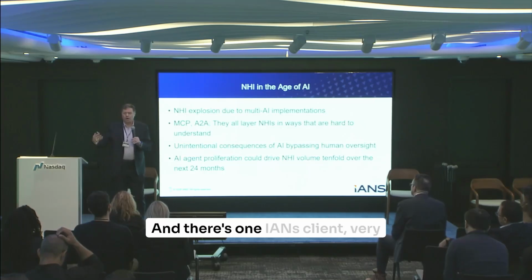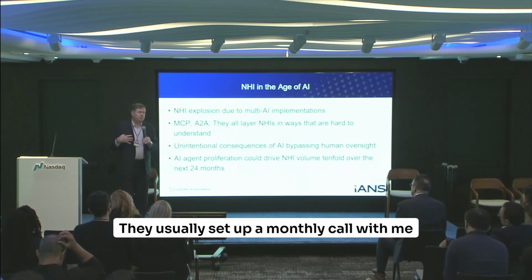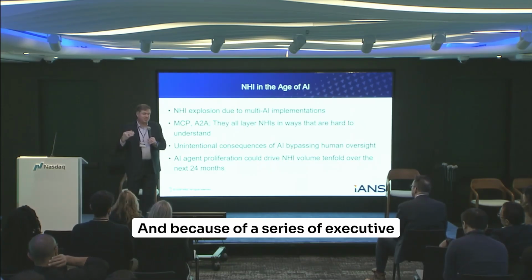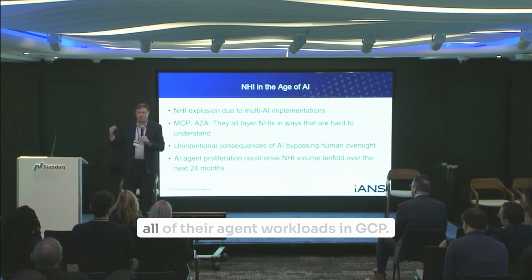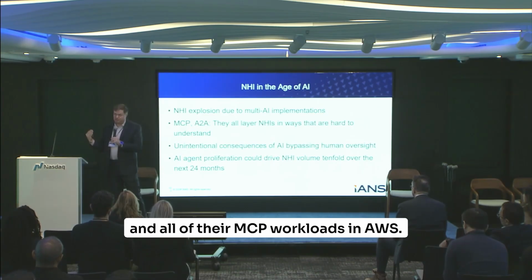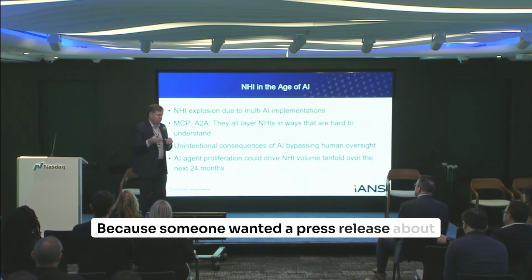And there's one IONS client, very sophisticated. They usually set up a monthly call with me where I talk through, hey, what do you think about this? And because of a series of executive decisions that they made, they decided to put all of their agent workloads in GCP and all of their MCP workloads in AWS. And this was done for business purposes, right? Because someone wanted a press release about something.